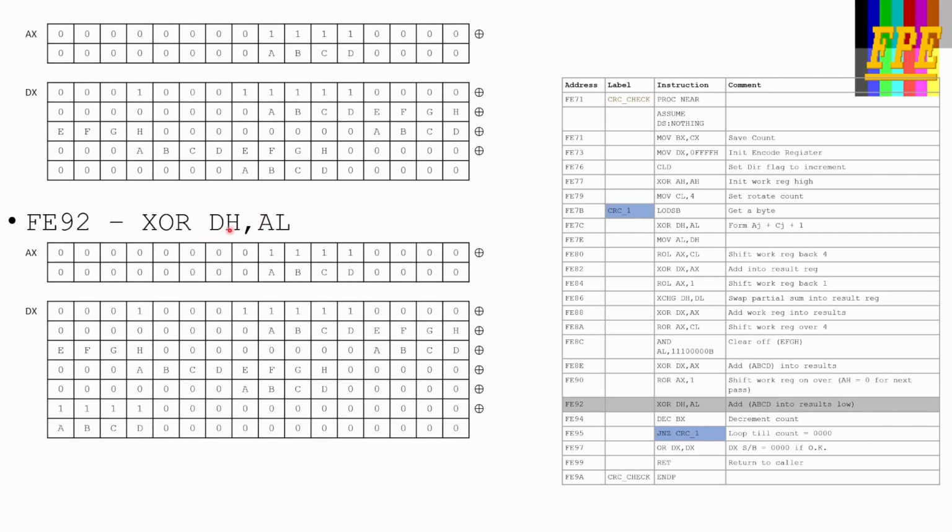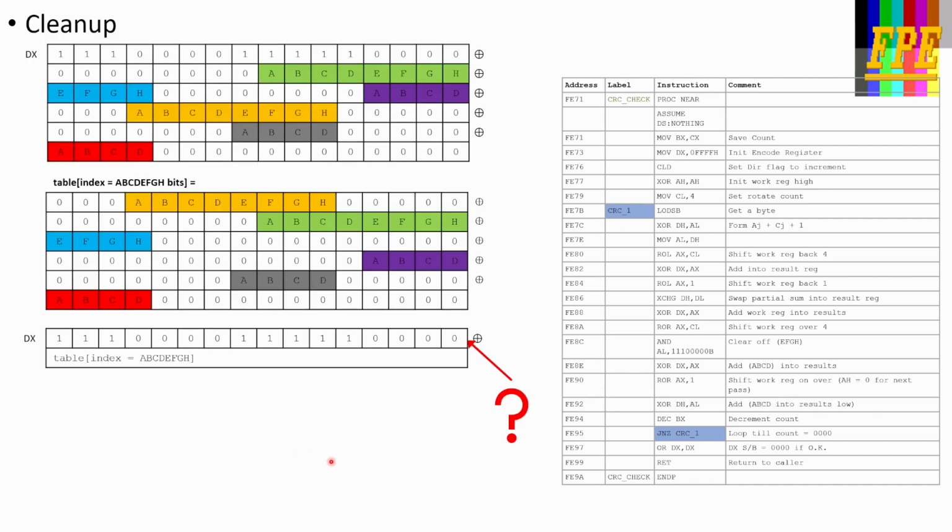And then an exclusive OR of DH and AL. So that takes the ABCD, puts it into the high byte for exclusive ORing with the DX register, and we now get this sequence. And if we clean that up, what you get is this sequence of bits at the top, and then this sequence of all the bits that are the A, B, C, D, E, F, G, H message or byte, if you will, that came in from the cartridge.